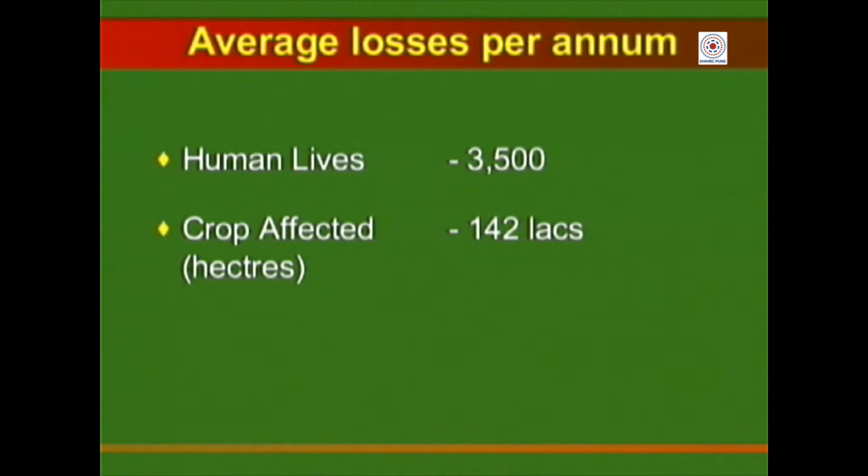14.2 lakh hectares of crop area is affected every year, and 23.6 lakh houses every year are partially or completely affected by natural or man-made disasters. So, these are the annual losses we get from natural or man-made disasters.